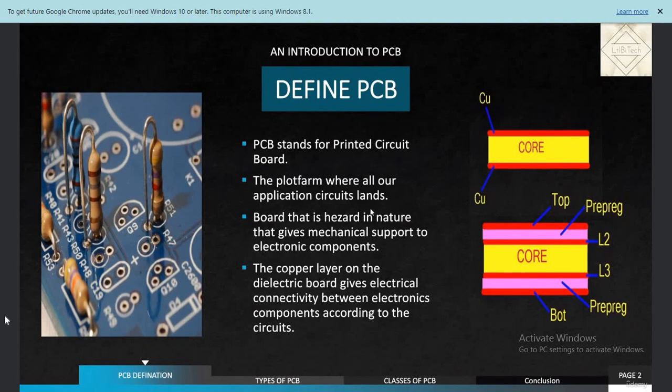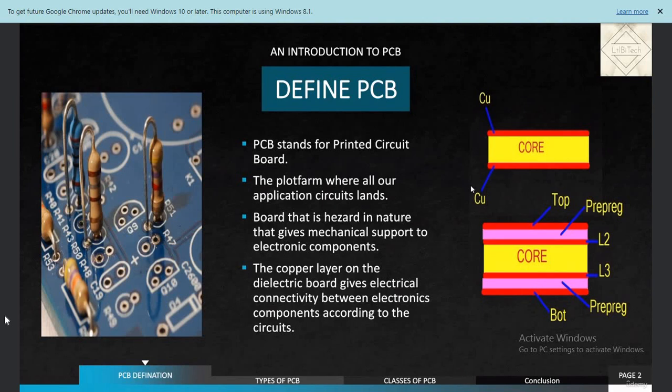So this PCB is the board which gives mechanical support to electronic components. And the last point we can explain is that the copper layer on the dielectric material gives electrical connectivity between the electronic components according to a circuit. We always do the print according to our circuit. The copper on the top side of the core and the bottom side of the core can give the electrical connection between the electronic components. That is how, according to the circuit, we do the routing and the connections, so that the copper gives you the proper electrical connections.